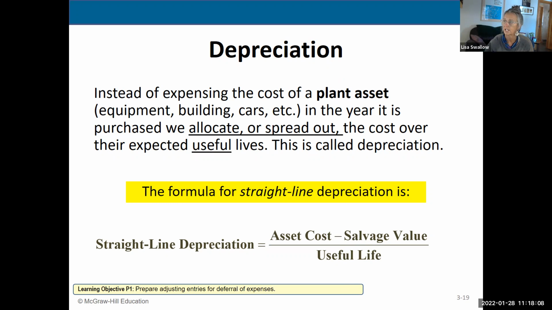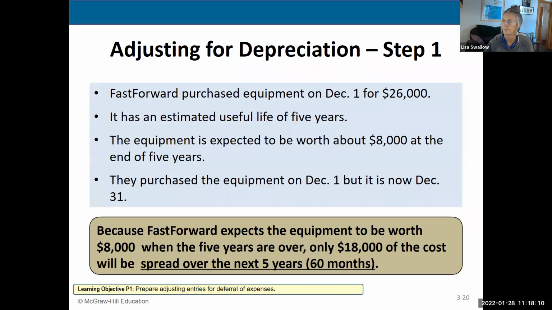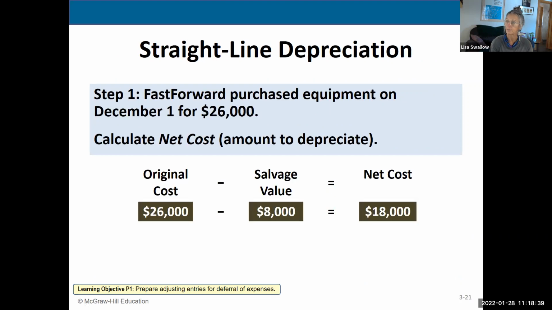Now, let's go see what their number examples are. So they got some equipment for $26,000. They think it's going to last about 5 years and that it's going to be worth about $8,000 at the end of 5 years. And so they're going to write it off over 5 years, which is equivalent, of course, to 60 months, right? 5 years times 12 months a year equals 60. And we are going to write it off to depreciation for 1 month, right? For the month of December.